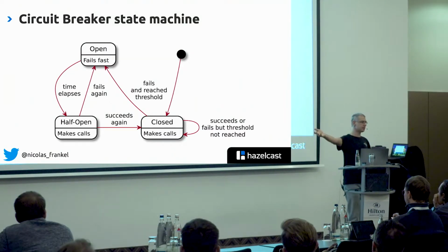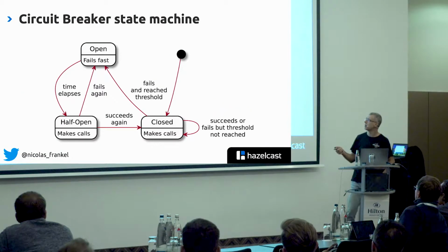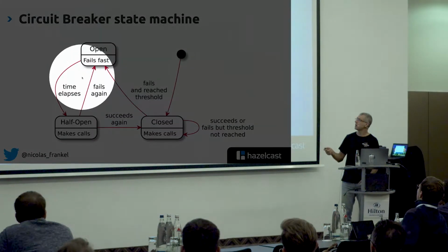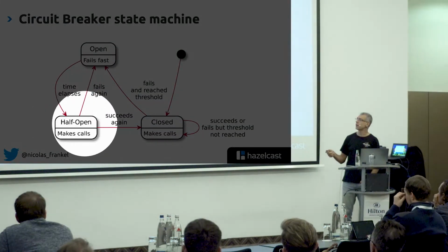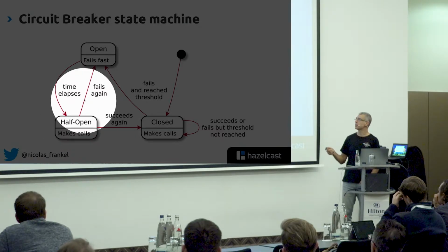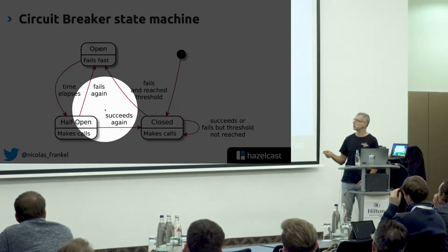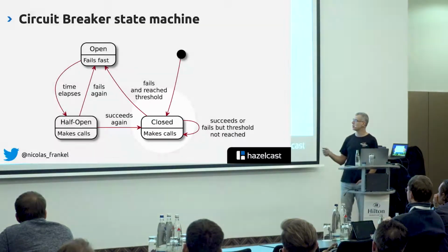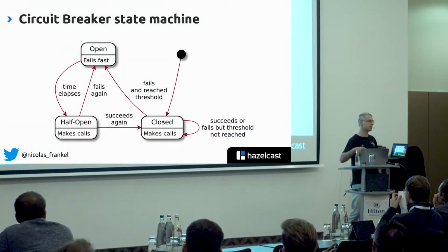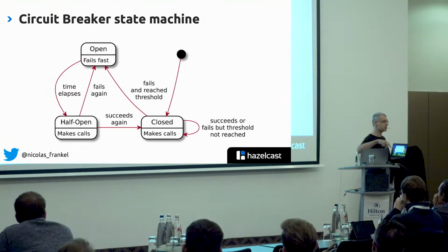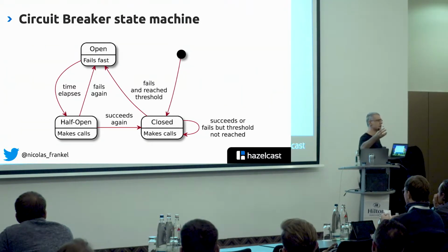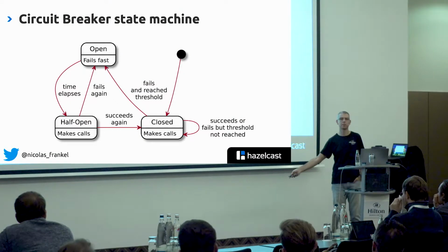We don't want that. So after a time, we try to make tentative calls. If it fails again, the circuit breaker stays open. But if it succeeds, then we have a self-healing distributed system, because we are back to the normal flow of events. Does that make sense to you?